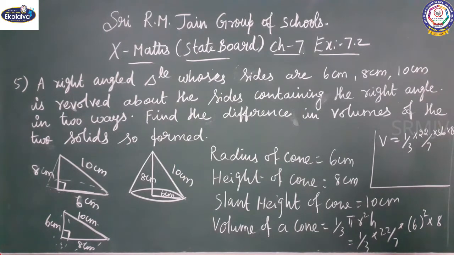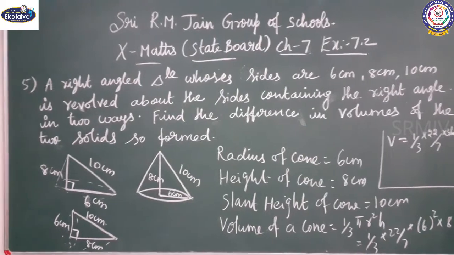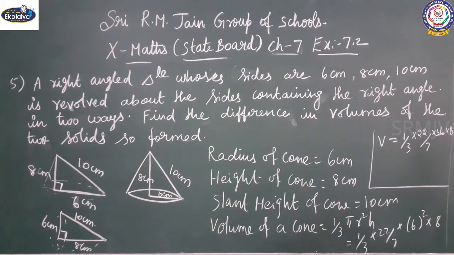So 3 ones are 3, 3 12s are 36, so it gives 22 into 96 by 7. You check the value, you can do everything in the rough column. The volume is 301.71 centimeter cube, when the radius is 6 centimeter.